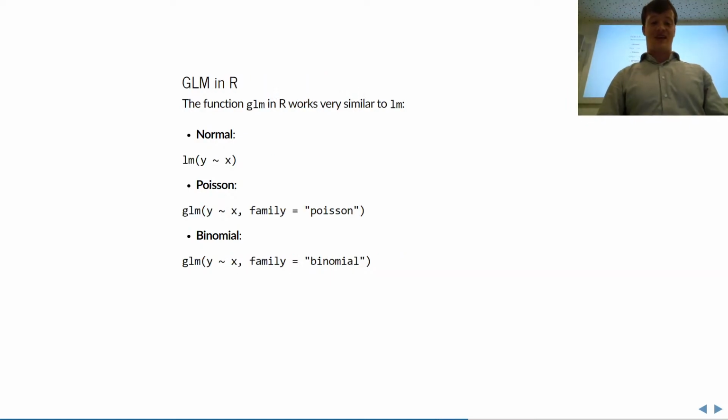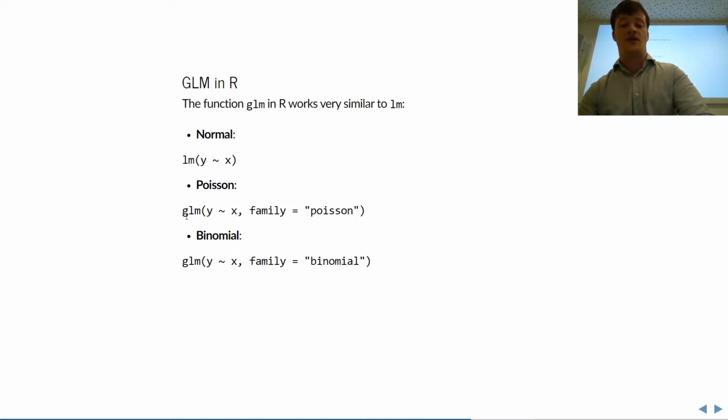Okay. So in R, this can be done very simply. In base R, you don't have to load any packages. There is a function called GLM for generalized linear model. And the only thing you have to do to use this function is to specify the family of distributions that you find to be reasonable for your data. So for count data, you should just specify family is Poisson.